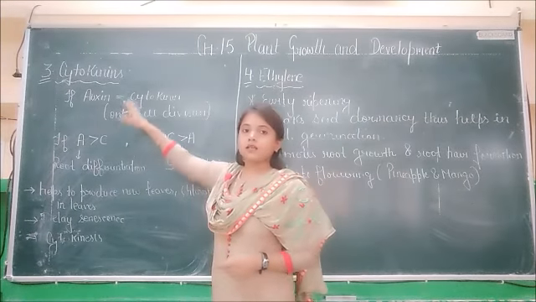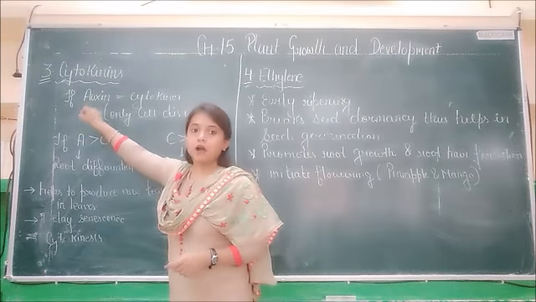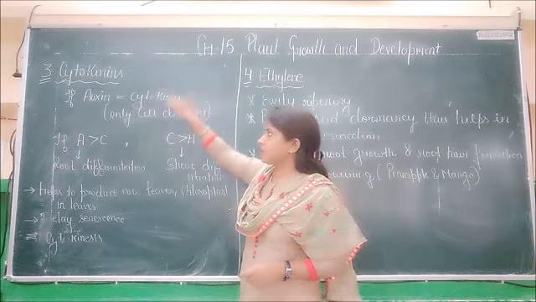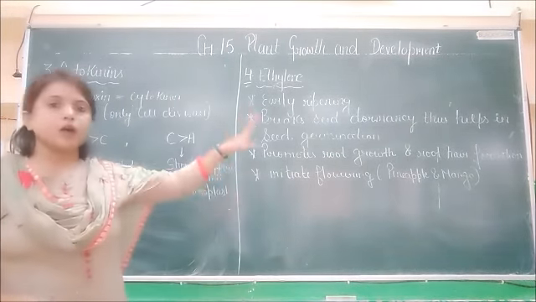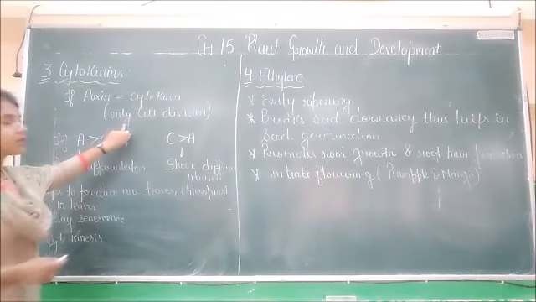Now, if this is equal to the auxin, right? Here I have written, if the amount of auxin is equal to the amount of cytokinin, in this case only the cell division is going to take place, right? When their amount is equal, the cytokinin is equal to the auxin, then only the cell division will take place.